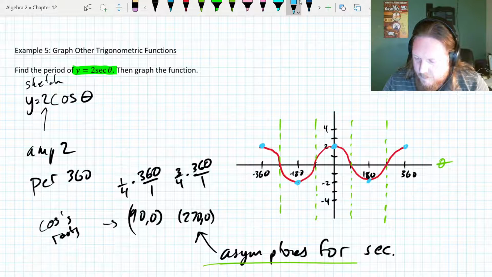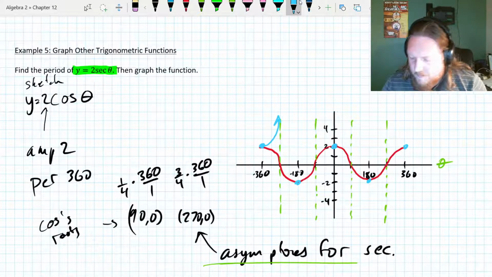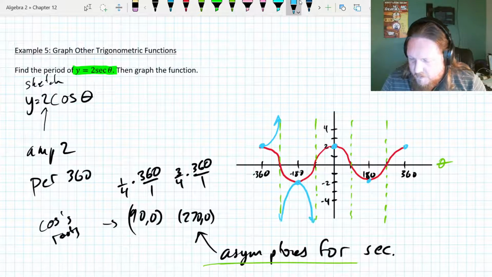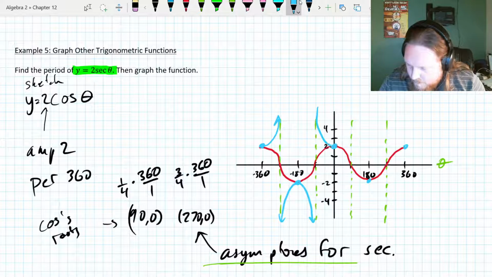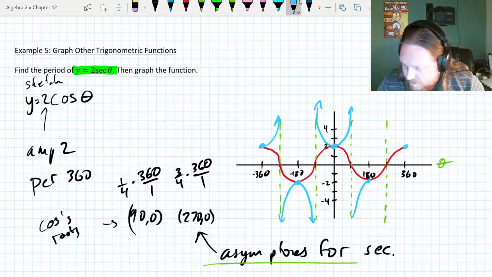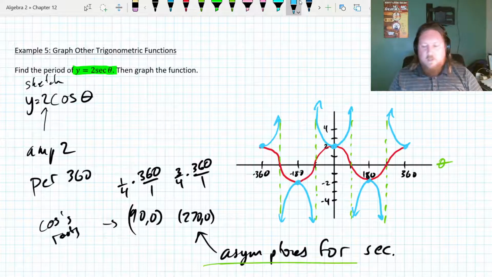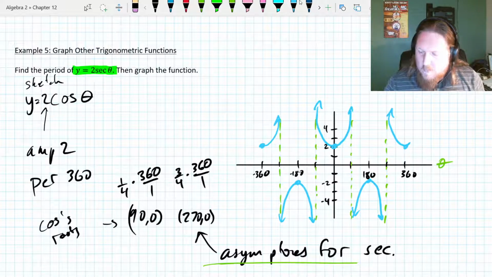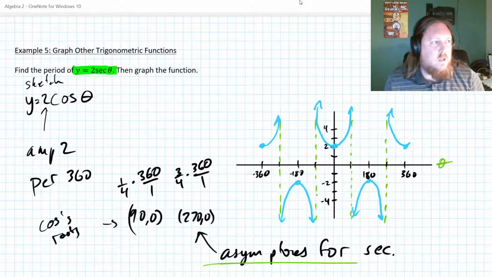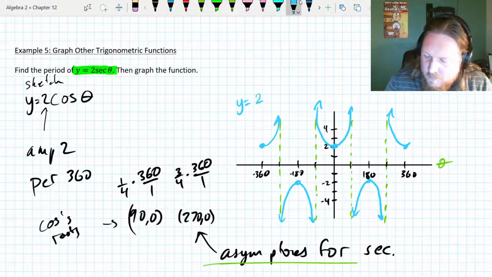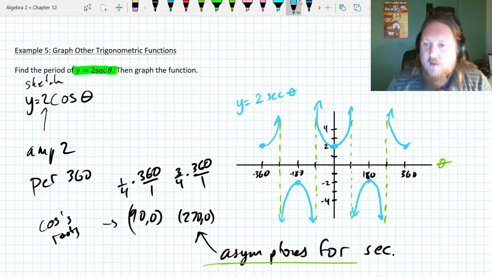You want to start from the min or max and come up from the asymptotes. So the next one is in the bottom, so I'm going to start from the bottom and work up and then come back down. Start from the top, work to the maximum there for the cosine, and go back up from the bottom. Okay. Now the finishing touch, delete the cosine graph. And that is the graph of y equals 2 times the secant of theta.